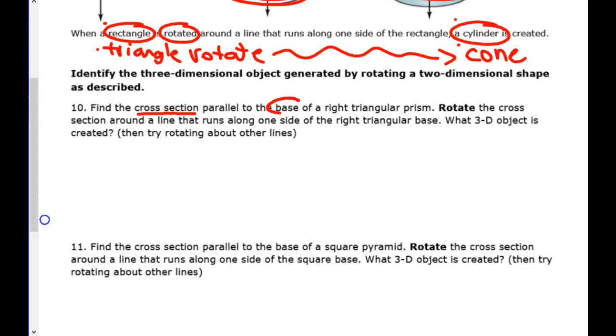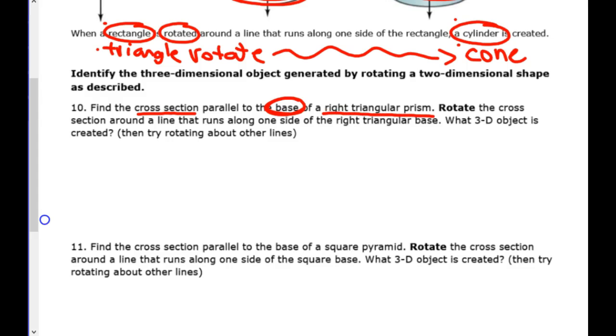Parallel to the base. Can everyone circle that? Because again, these key words tell you what you need to look for. Base tells you it's going to be exactly the same as the base. Now, what does it say the shape is? Base of a right triangular prism.